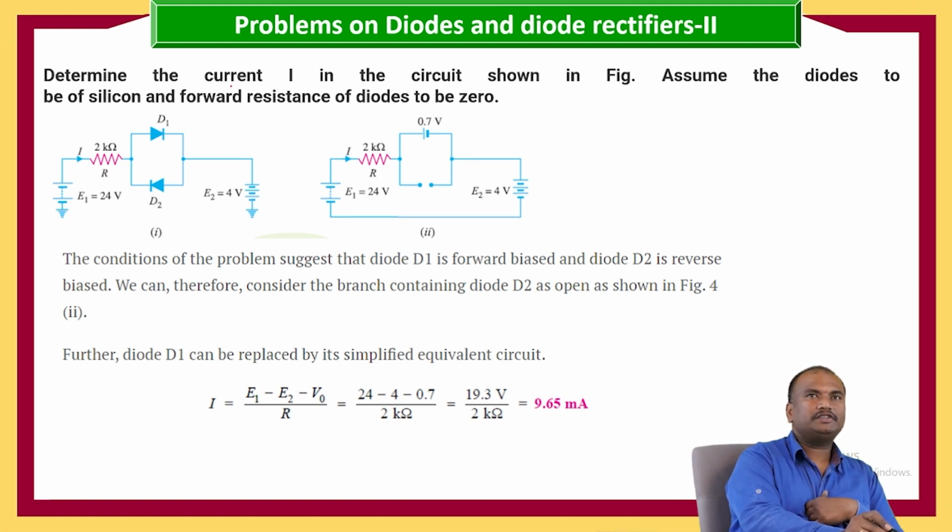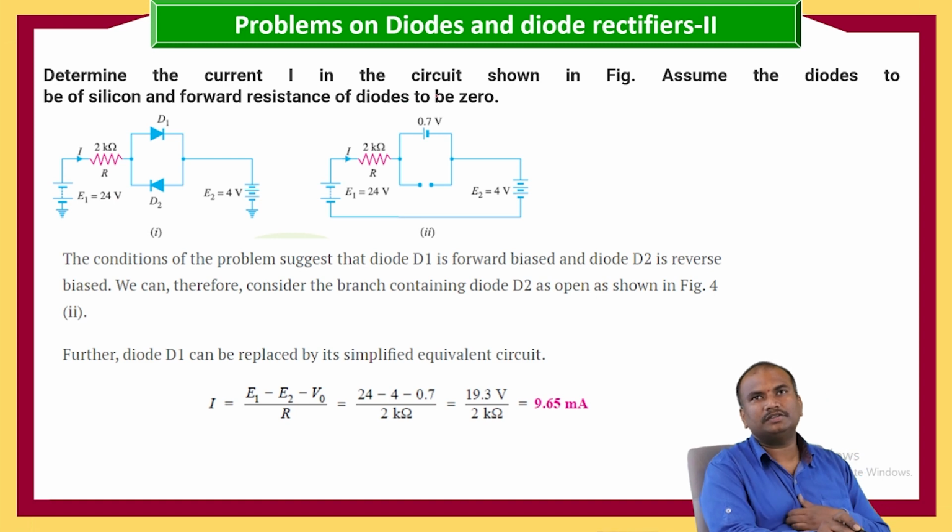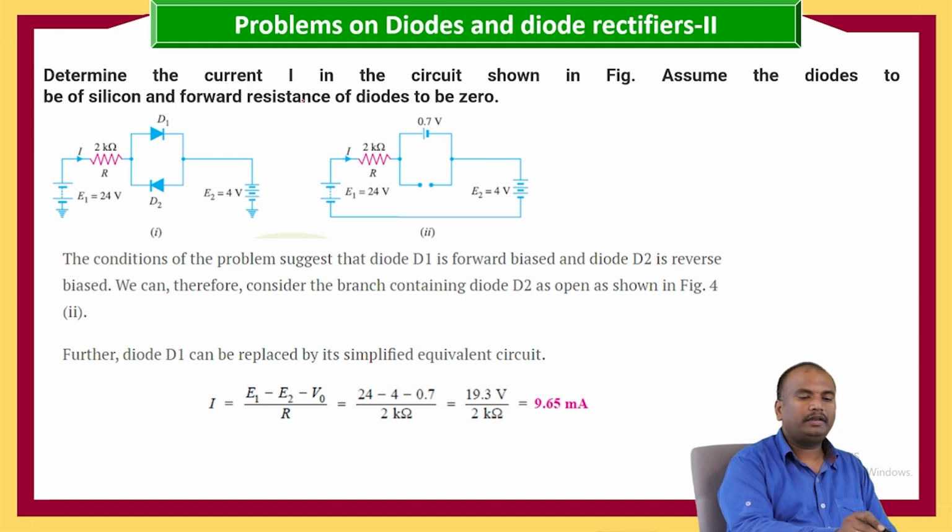The next problem is to determine the current in the circuit shown in the figure. Assume the diodes to be silicon and the forward resistance of the diodes to be 0. Here the diodes are silicon diodes and the forward resistance is given as 0. So when it is forward biased, there will only be a 0.7 volt drop, but the forward resistance is 0.